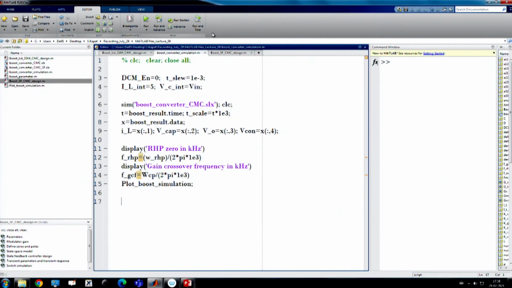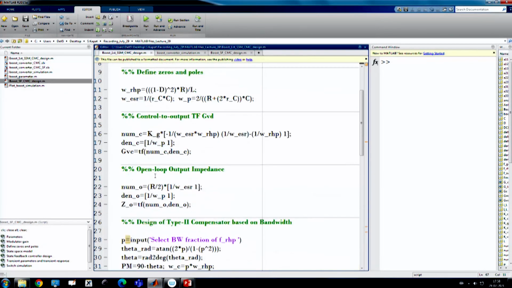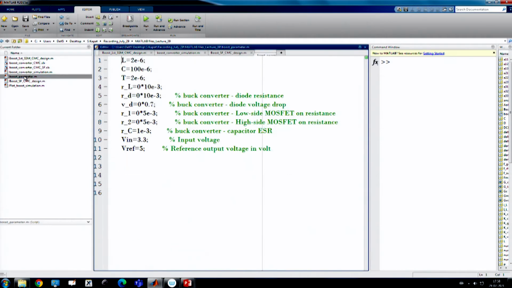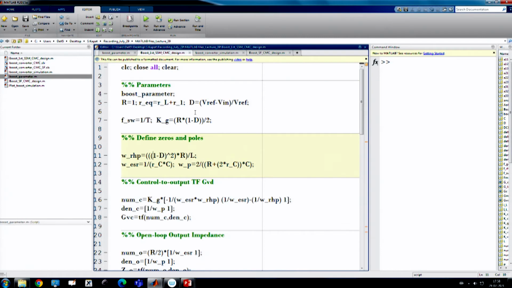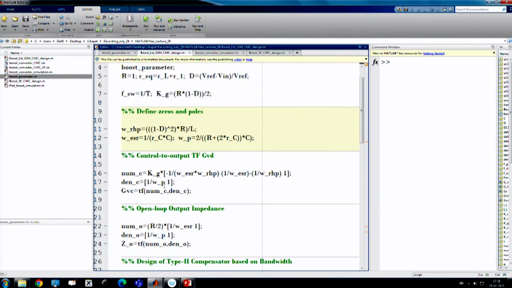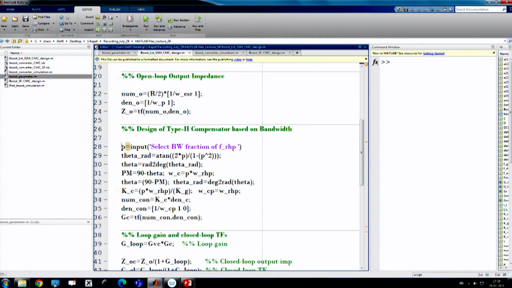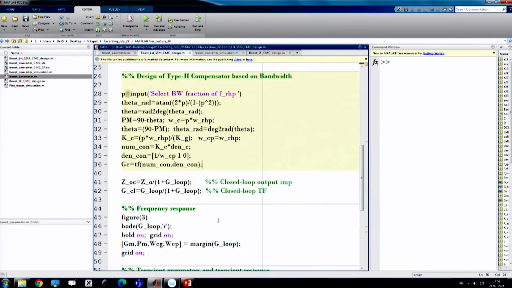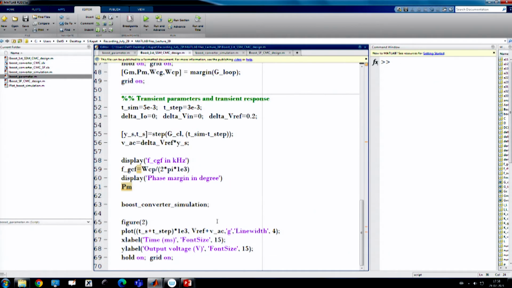So, let us go to the MATLAB. Here we are talking about the boost converter design. So, all these model parameters, load resistance is 1 ohm, and if you go to the parameter file, I have taken the input voltage to 3.3 and output is 5 volt, okay. So, I can set it here. Now, here the switching frequency is 500 kilohertz, RHP zero expression, everything is given. Now, for the design, it will ask what fraction of RHP zero we are going to set, and it will match the reference transient response.